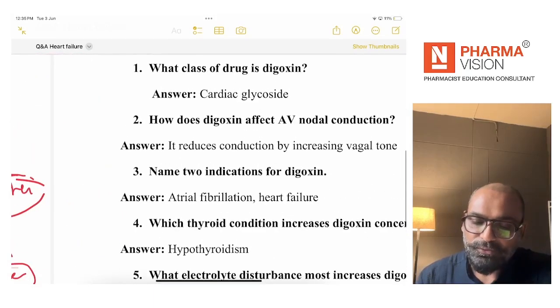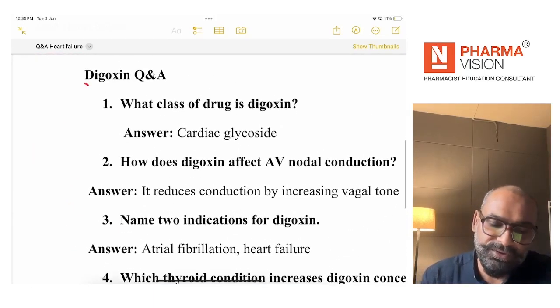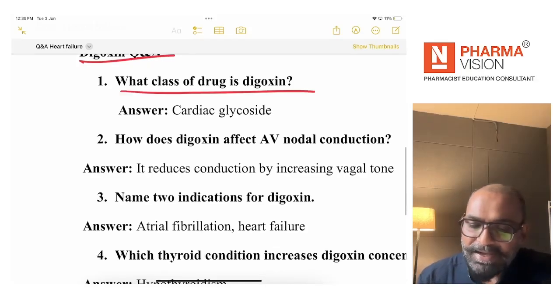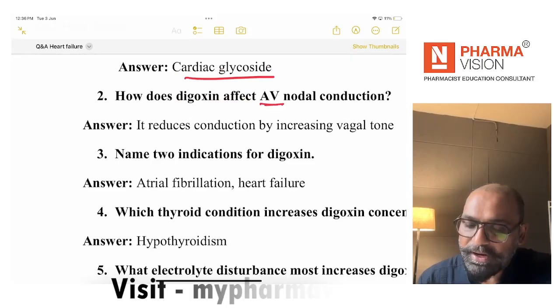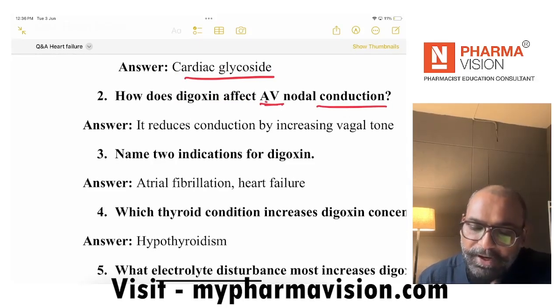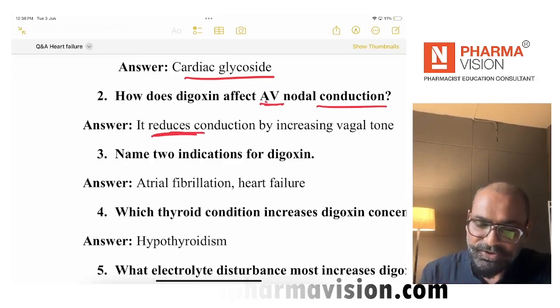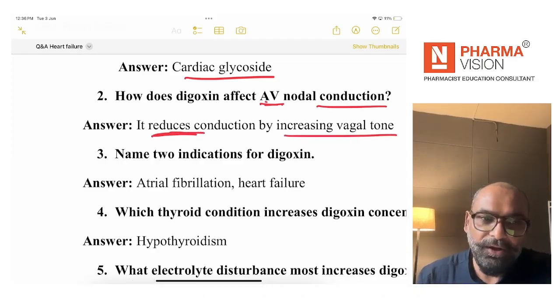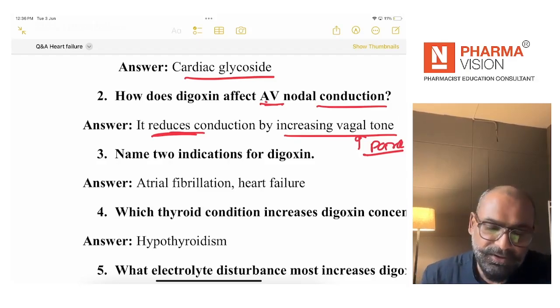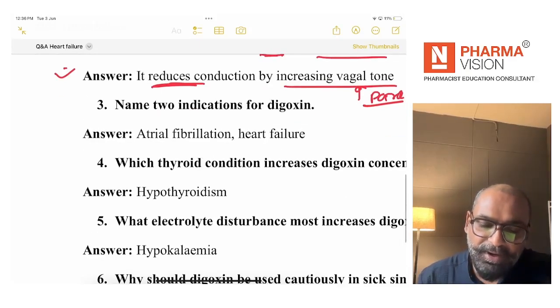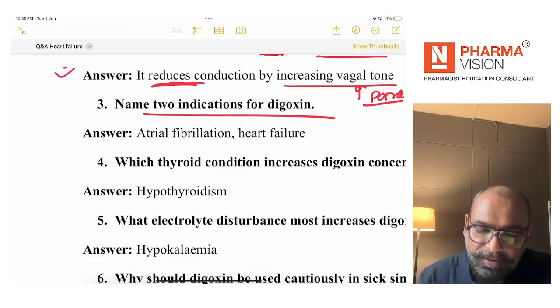Now quickly go through the digoxin related questions. What is the class of digoxin? Cardiac glycosides. How does digoxin affect the AV node conduction? It reduces the conduction and increases the vagal tone. Vagal tone means parasympathetic. Reduce the conduction, that's why this is used for arrhythmia. Two indications: atrial fibrillations and heart failure.